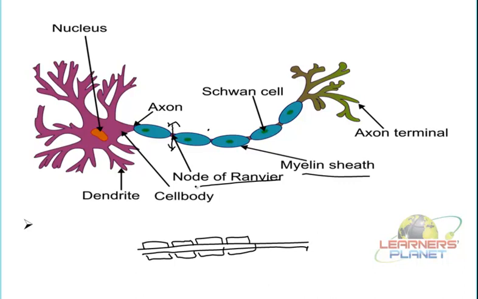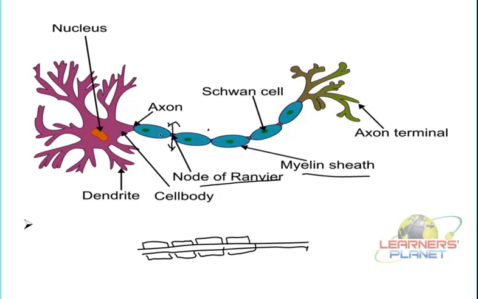Now they are actually helping in the transmittance. The transmittance of this electrical impulse is taking place only at these nodes of Ranvier. Normally we say that the electrical impulse is generated in the cyton, which is transmitted through the axon. So it runs through the axon and establishes a change in the axon terminus, and further it conveys the message. But here, how is it taking place? It is jumping from one node of Ranvier to the next node of Ranvier.